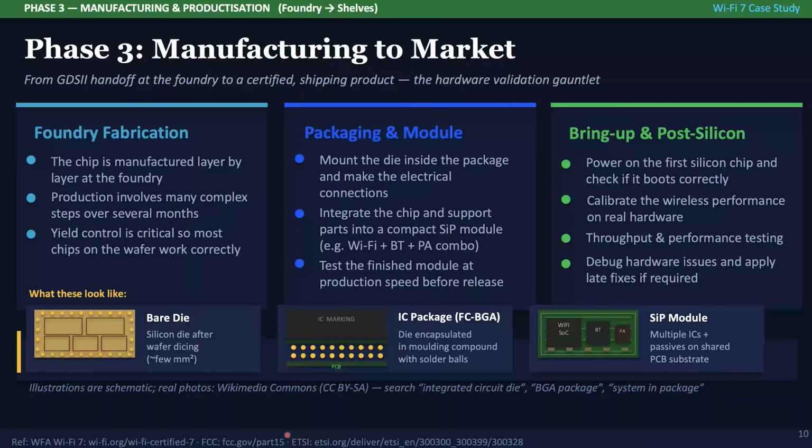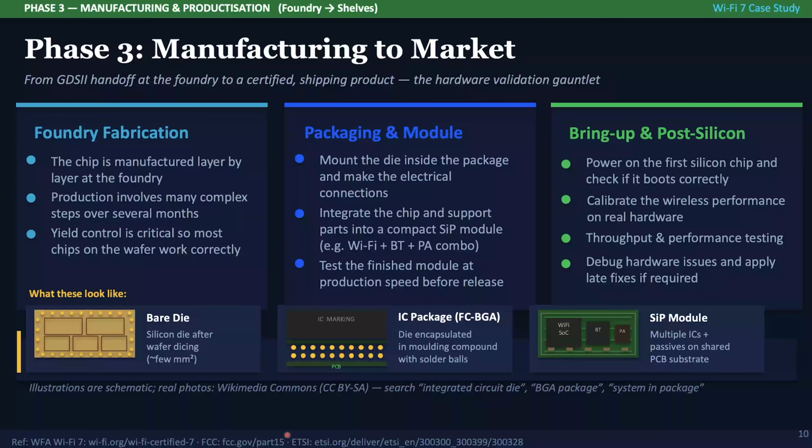The next step is bring up and post-silicon validation. This is where the final real chips are powered on in the lab. The bring up team first checks that the device boots correctly, and after that they calibrate the RF sections and measure the actual throughput and performance on hardware. Any issues found at this stage are debugged on silicon, and if necessary, small late fixes may still be applied before the release. Finally, the product must pass the regulatory certifications before it can be shipped.